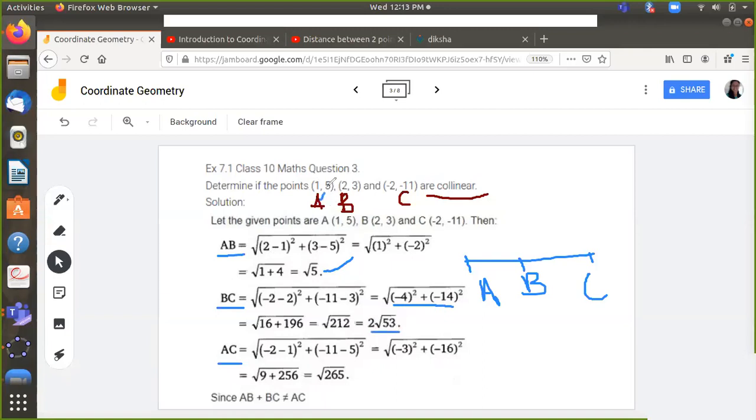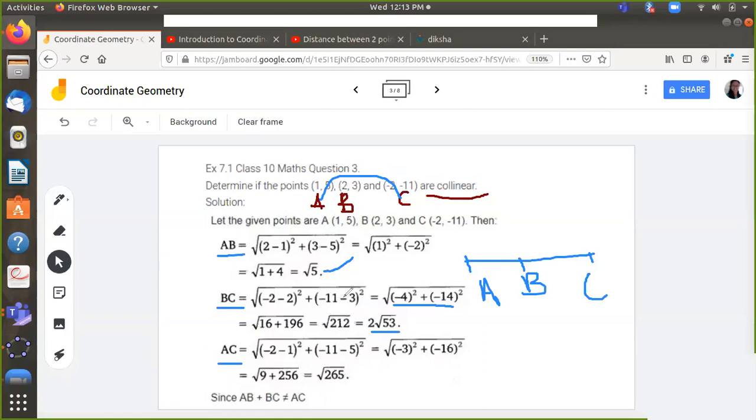Now going to the AC, that is this and this. So I have the 2 points. When I substitute it, it's negative 2 minus 1 the whole square plus negative 11 minus 5 the whole square. So when I subtract this and square, I get negative 3 square plus negative 16 square, which has become 9 plus 256, which is square root of 265.